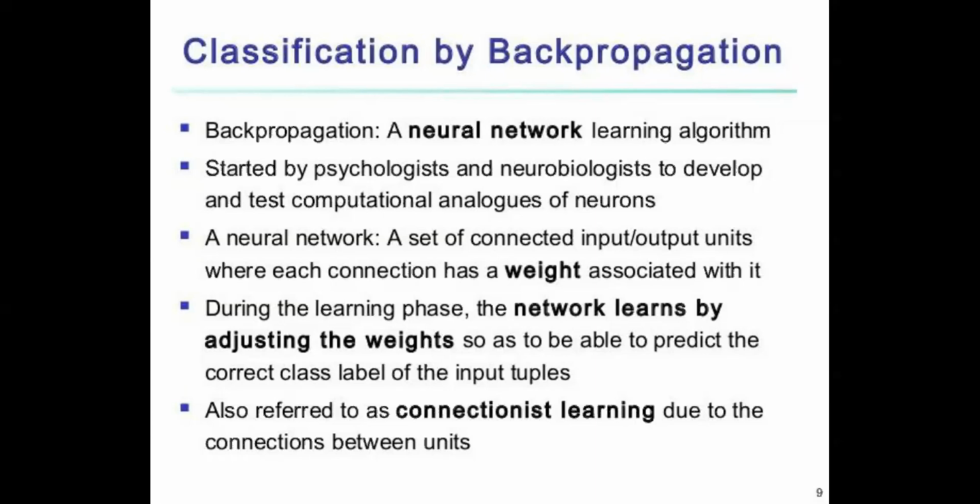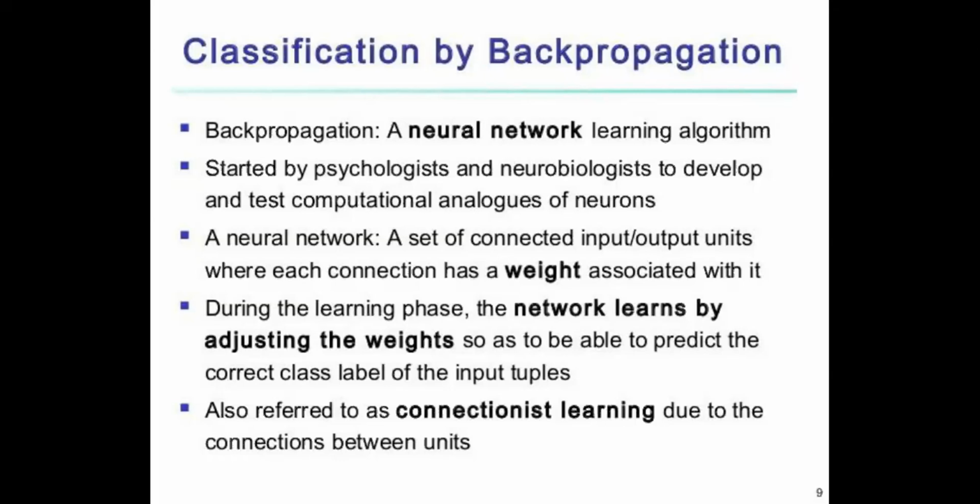A neural network is a set of connected input or output units in which each connection has a weight associated with it. During the learning phase, the network learns by adjusting the weights so as to be able to predict the correct class label of input tuples. Neural network learning is also referred to as connectionist learning due to connections between units. Neural networks involve long training times and are therefore most suitable for applications where this is feasible. They require a number of parameters that are typically best determined empirically, such as the network topology or structure.